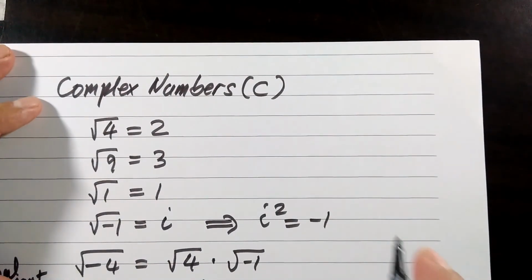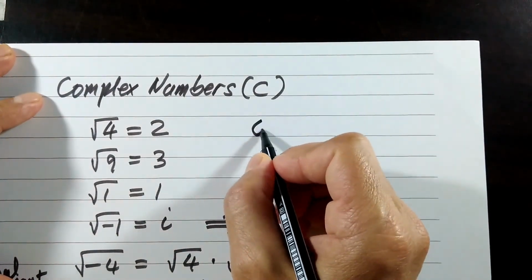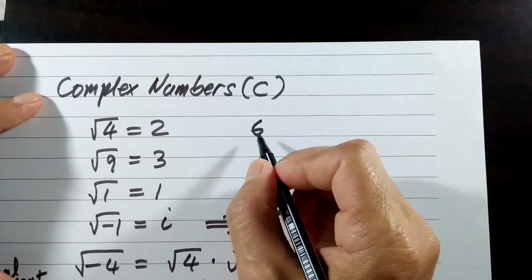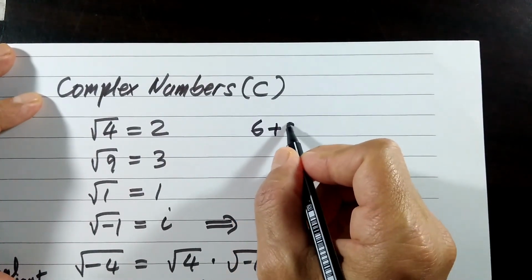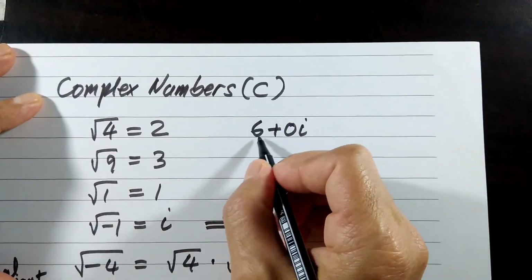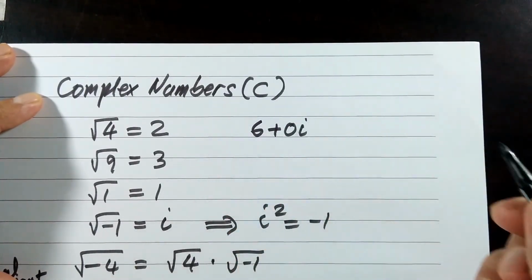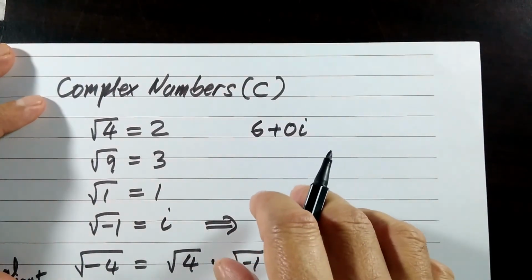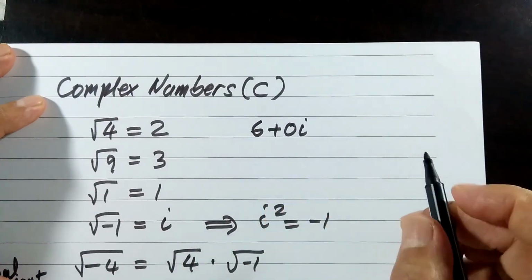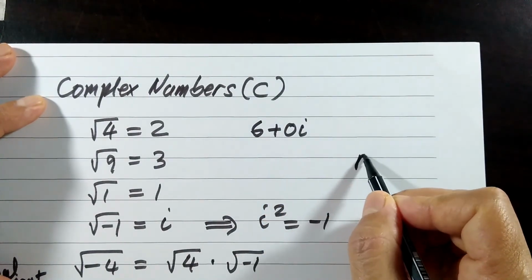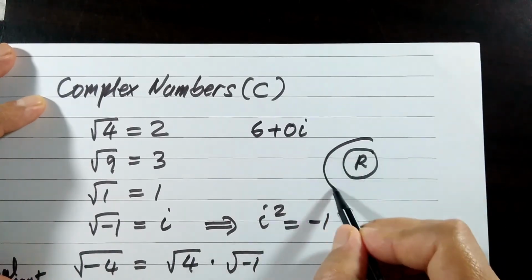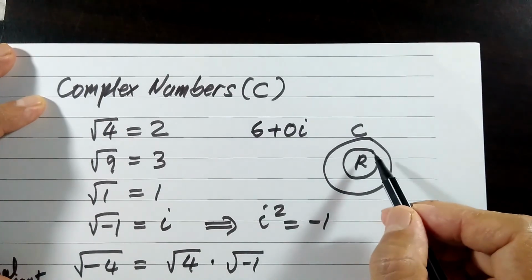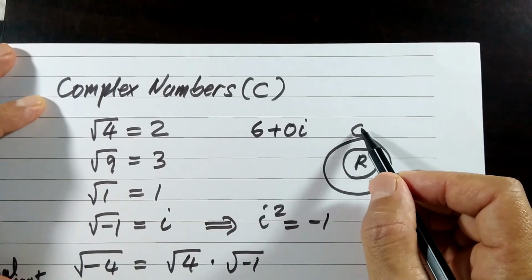I hope you notice that, for example, 6 is a whole number. This whole number is also a complex number, because 6 can be written as 6 plus 0i. So this is the real part and this is the imaginary part. Therefore, if we write down the relationship between real numbers and complex numbers in terms of a Venn diagram, we have the real numbers inside and the complex numbers outside. This means that the set of real numbers is actually a proper subset of the set of complex numbers.